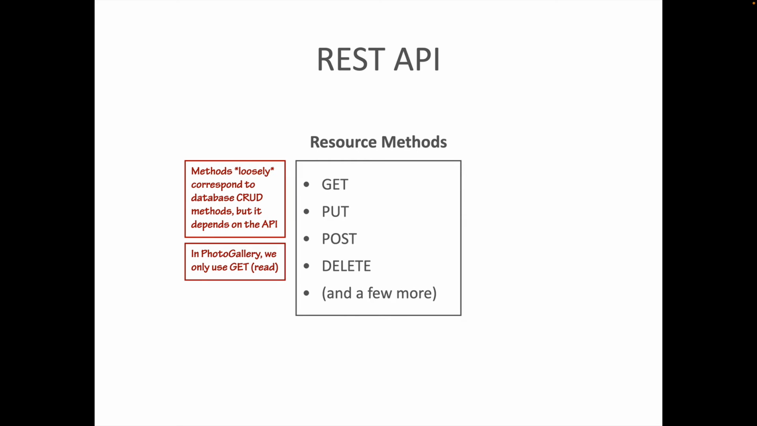Methods used in a REST API correspond loosely to the CRUD methods used in a database. The most commonly used method is the GET method, which is used to access data from the server. However, you should know that methods do exist that allow clients to modify data on a server. Depending on how the API is implemented, clients may or may not be able to use such methods.